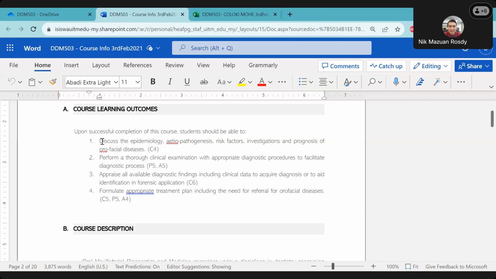Remember, when we do vetting, we fill out the vetting form. When we propose a question for vetting, we have to map to the SLO and also the CLO. So that's what it means here.